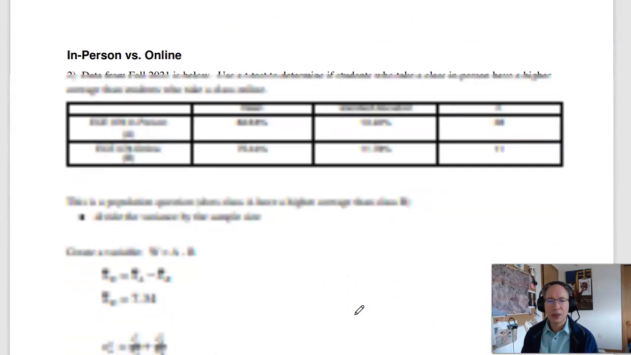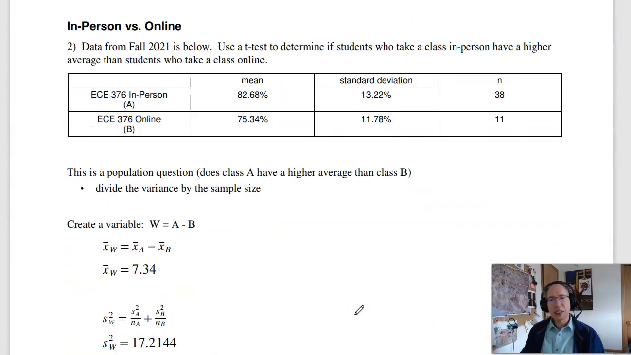Problem 2. This is real data from fall 2021. I taught embedded systems in person and online, and here's the class average for the in-person people versus the online people: mean, standard deviation, sample size. From that, test the hypothesis that in-person is better than online.